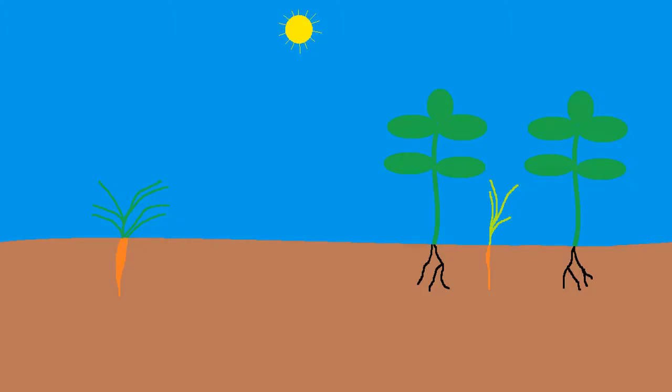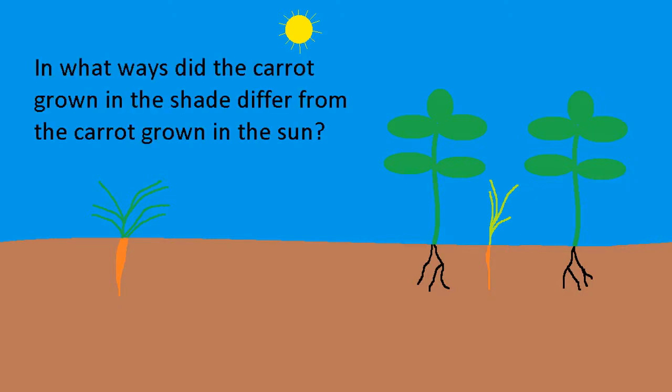Right here you can better see the difference between the two carrots as they're laid out on my kitchen table. So if this is what happens when you grow one carrot in the sun and another carrot in the shade, we need to ask a question. In what ways did the carrot grown in the shade differ from the carrot grown in the sun?